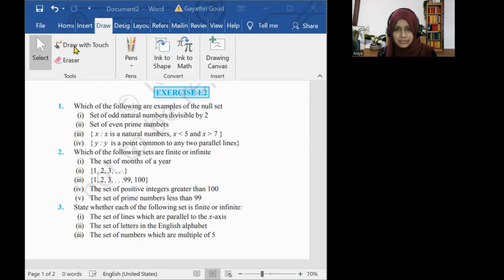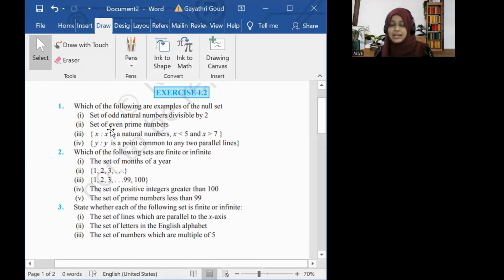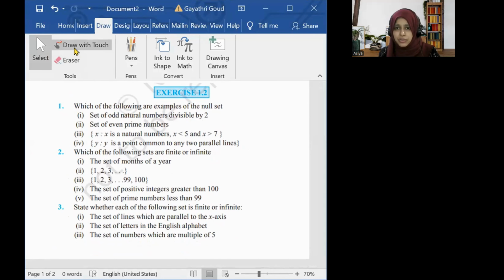Okay. Now, let us read the first question. Which of the following are examples of null set? Now we know what null set is. It should not contain any of the elements. No elements. There should be no elements in my null set.